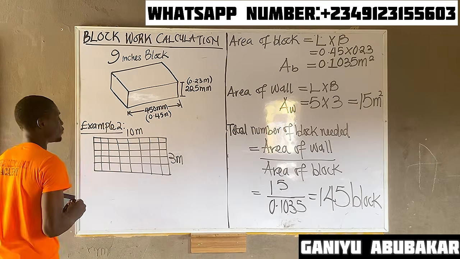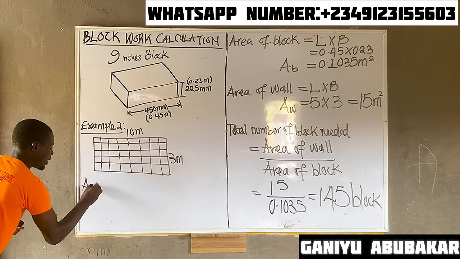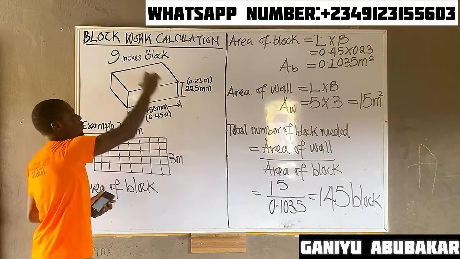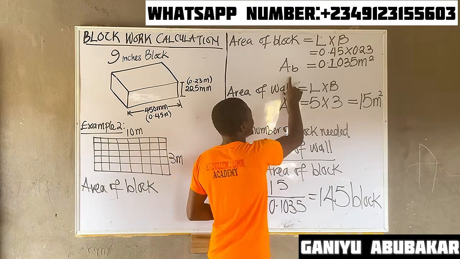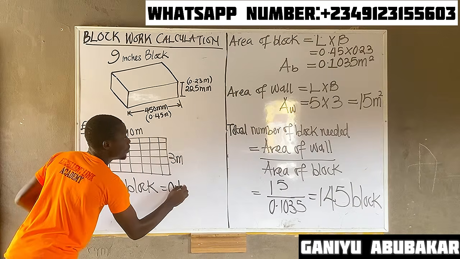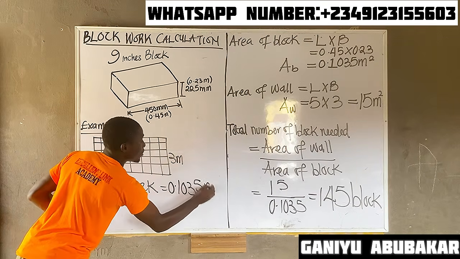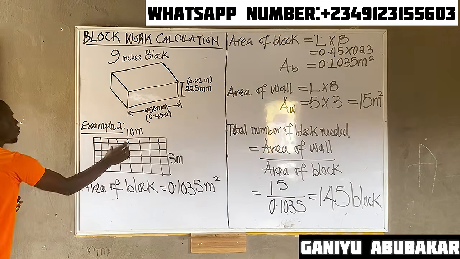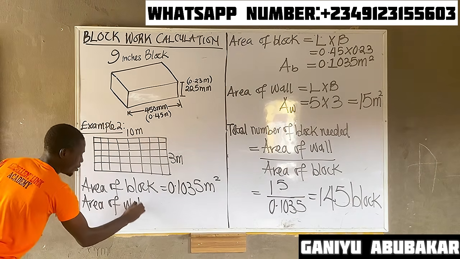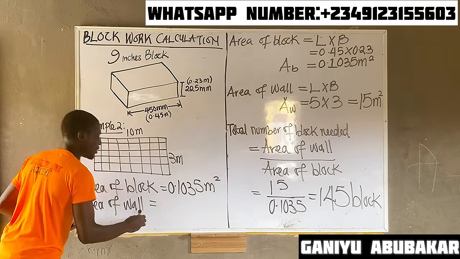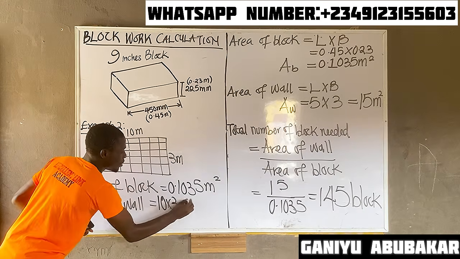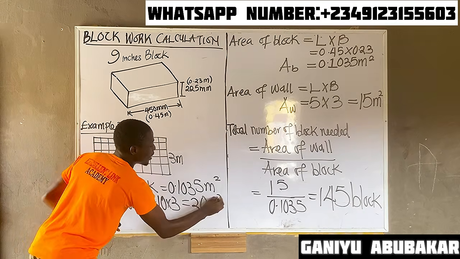First things first, we said get area of block. Our block is still 9 inches. When we did area of block, what do we have there? Area of block was 0.1035 meters square. Next up, area of wall. This gives you about 10 times 3, that's of course 30 meters square.